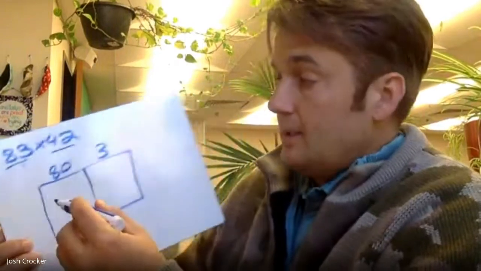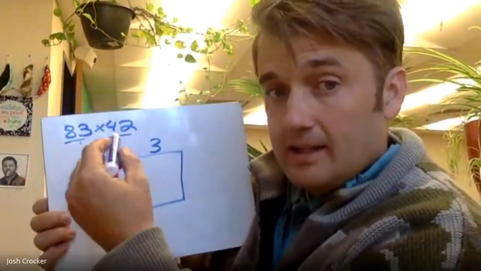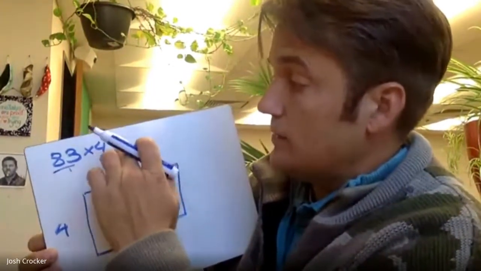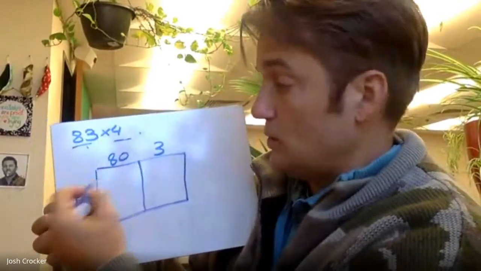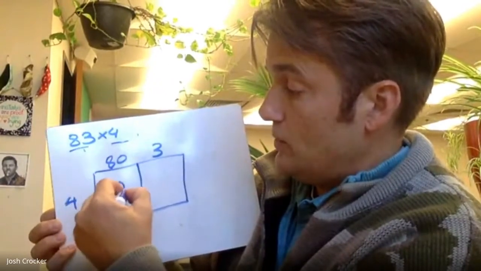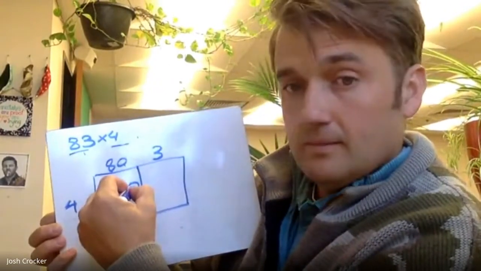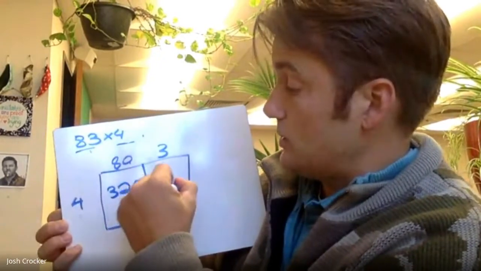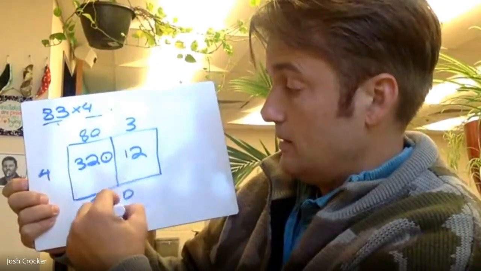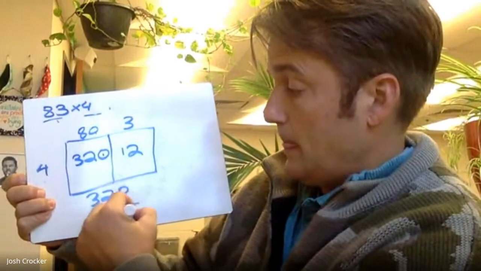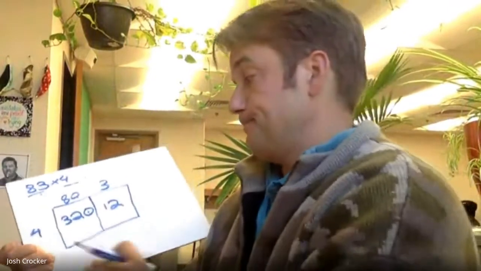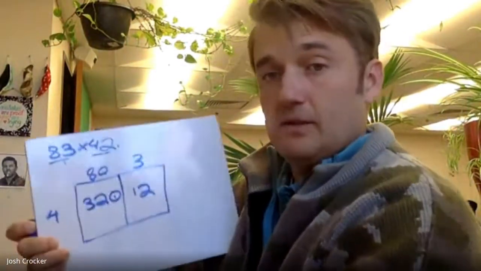If I was just doing 83 times 4, I would just multiply it by 4. So 8 times 4 is 32, so 80 times 4 is 320. And then 4 times 3 is 12. Then you just add those together. 320 plus 12 is 332.